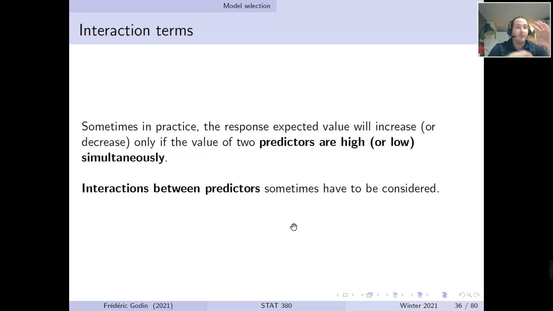If two predictors interact together, and you have a linear model and just use the original predictors, because of the linear relationship you won't be able to capture the interplay between these two parameters. So what you typically need to do is to introduce interaction terms. Let's give an example here.